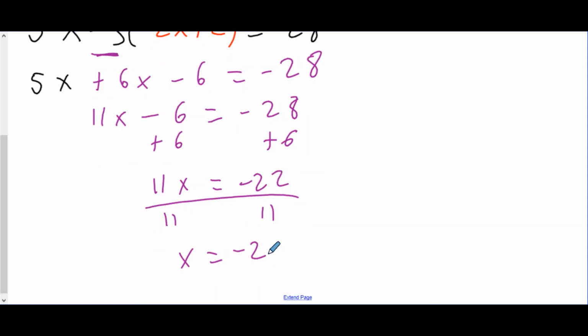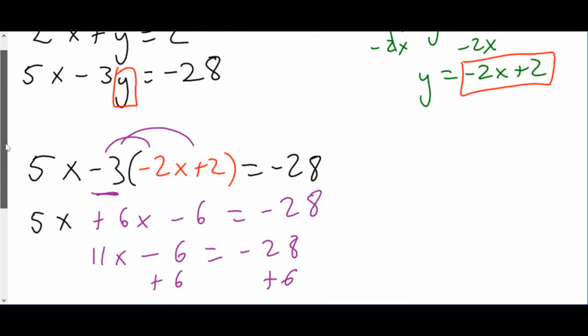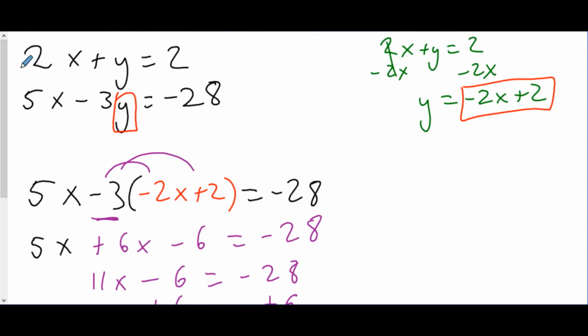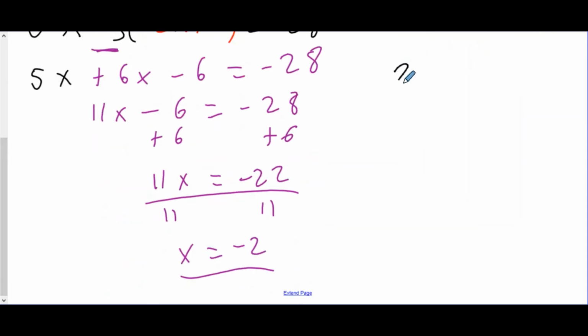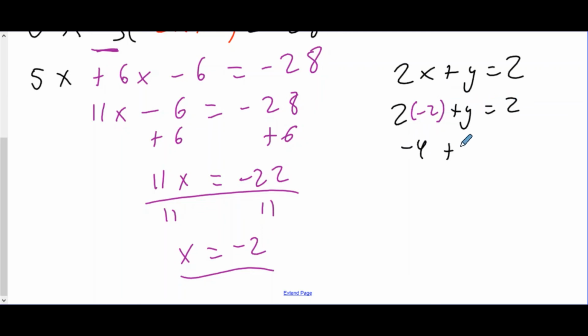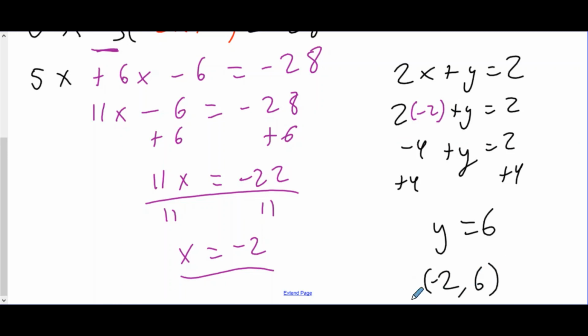Am I done? No. Remember, my answer has to be an ordered pair. I have x, I still have to find y. So I'm going to take that answer and plug it into one of the original equations. I think the first one looks easier, so that's the one I'm going to use. 2x plus y equals 2. Replace x with negative 2. 2 times negative 2 is negative 4. Add 4 on both sides, and y equals 6. So my final answer is negative 2, 6.